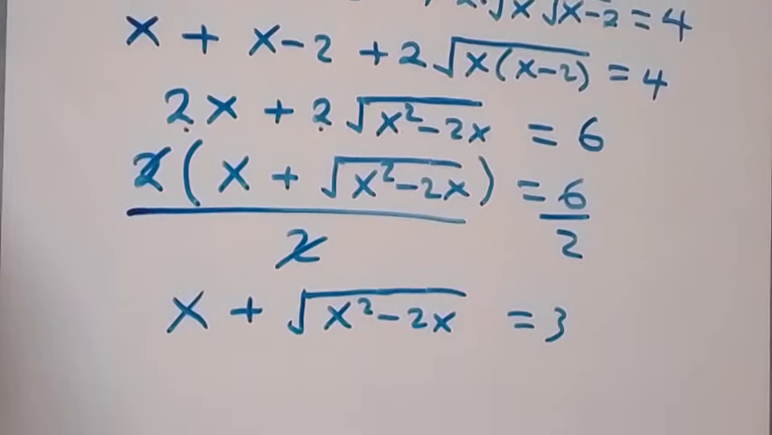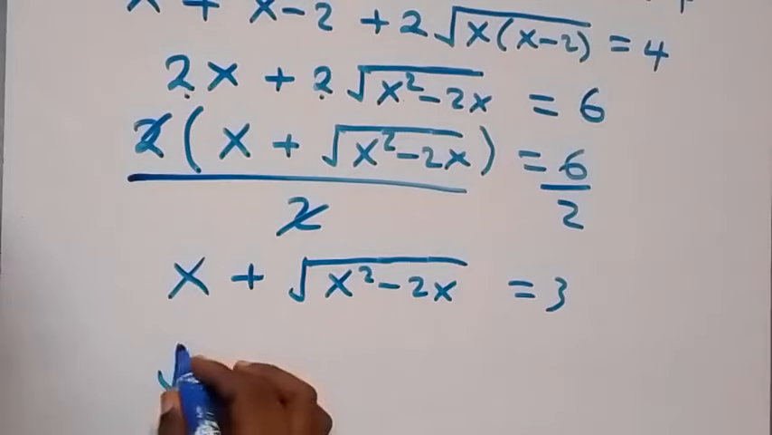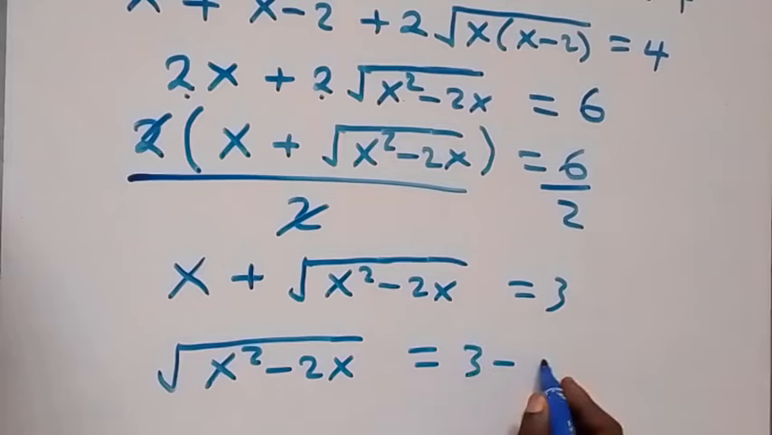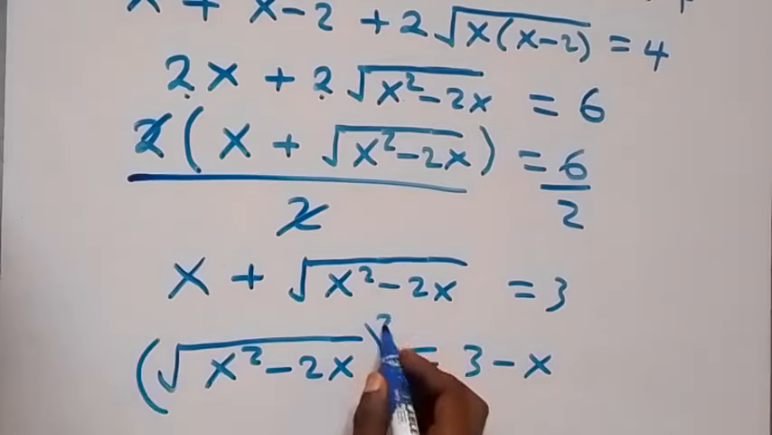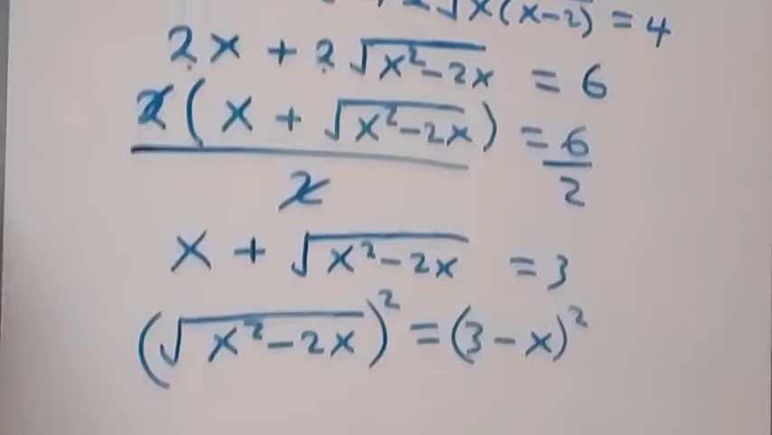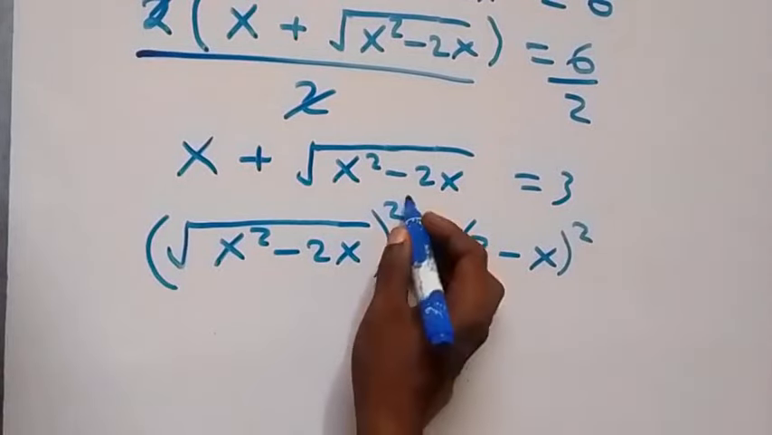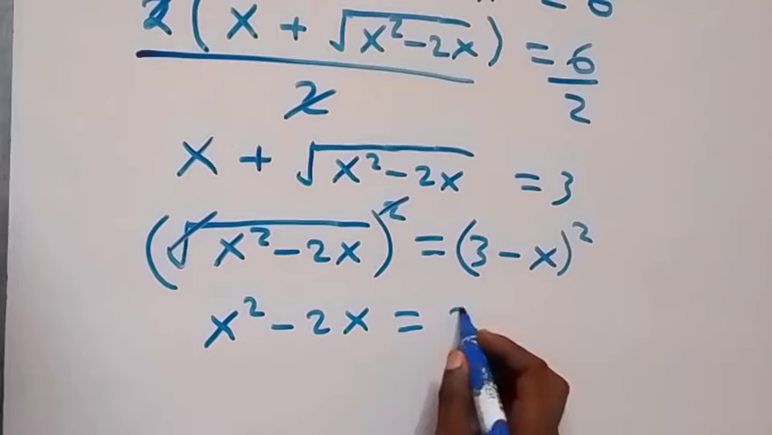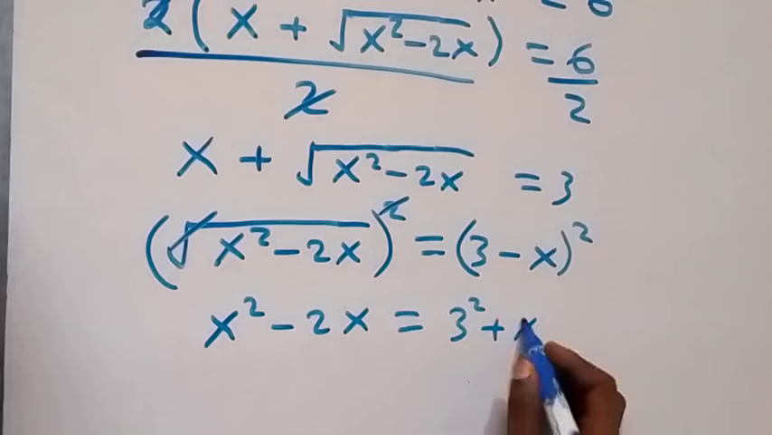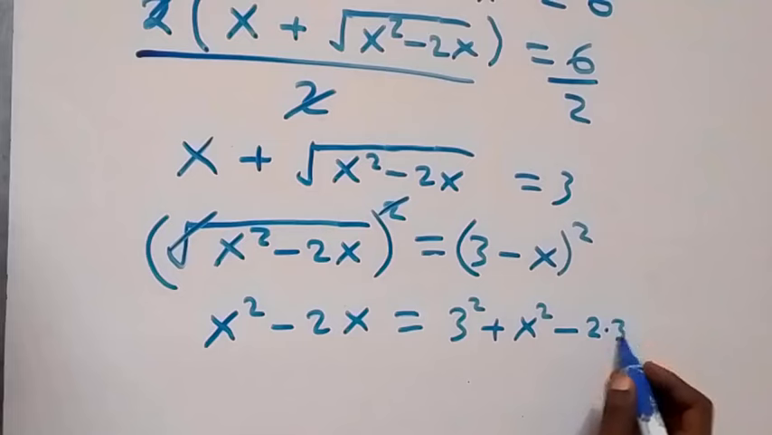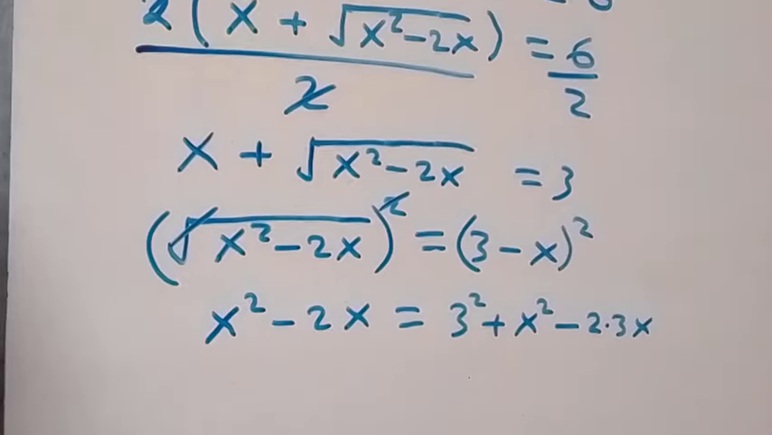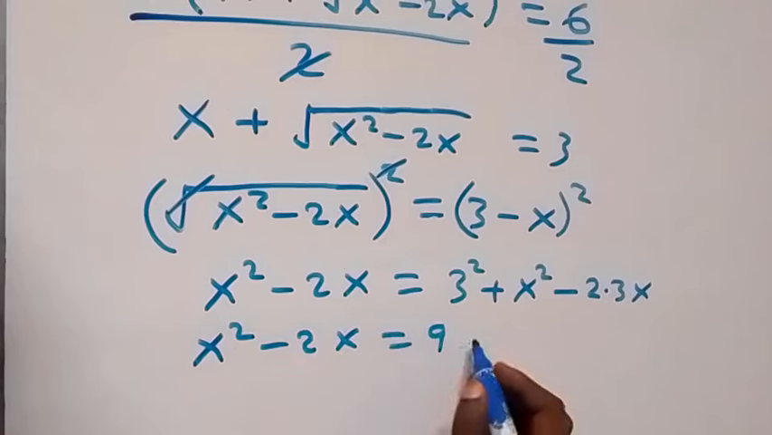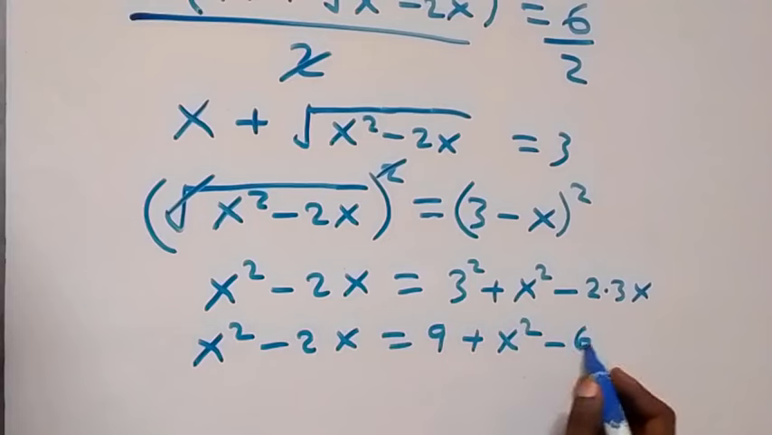Then take this x to this side, and this side will become root of x squared minus 2x equals 3 minus x. Also, we can now square both sides. Then the square on this side cancels the square root. Then we have x squared minus 2x left, equals, on this side, 3 squared, then plus x squared minus 2 times 3 times x. This simplifies as x squared minus 2x equals 9 plus x squared minus 6x.